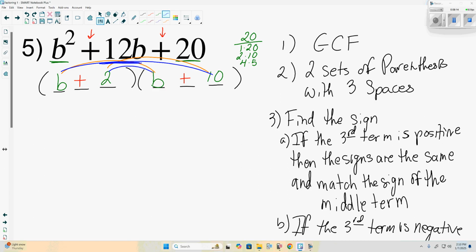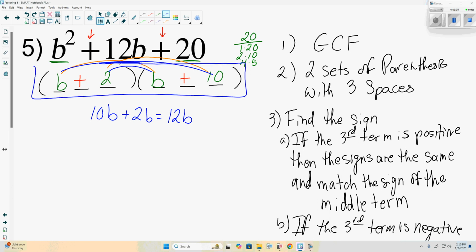And that's this here, our b times 10, which is 10b. Our 2 times b is positive 2b. And 10b plus 2b is 12b. Is that the middle term we wanted? Yeah. And since that is the middle term we wanted, b plus 2 times b plus 10 are the correct factors.